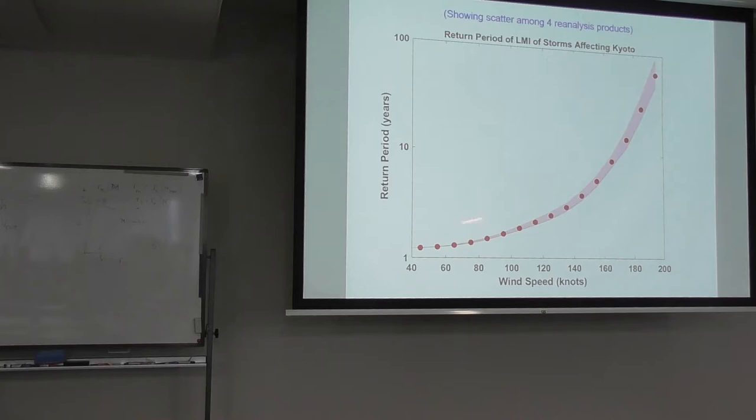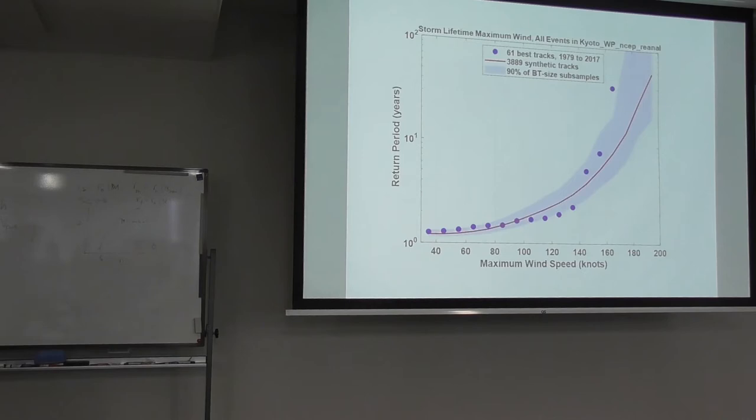This is the same thing. Wait a minute, I misspoke on the first one. This is from a single reanalysis, but the shading shows the expected sampling error if you have the same number of events that you have in the historical period. So in other words, if the best tracks were drawn from the same distribution as the synthetic tracks, then 90% of them should fall within that blue shading. Okay, so that's our way of looking at uncertainty.